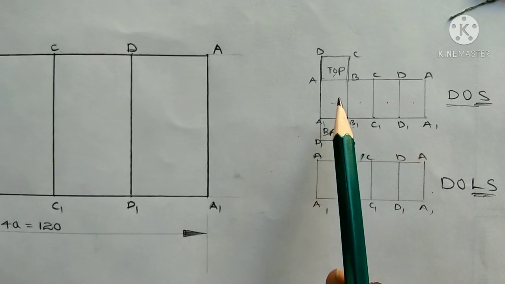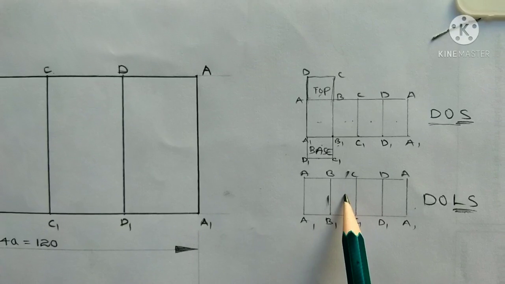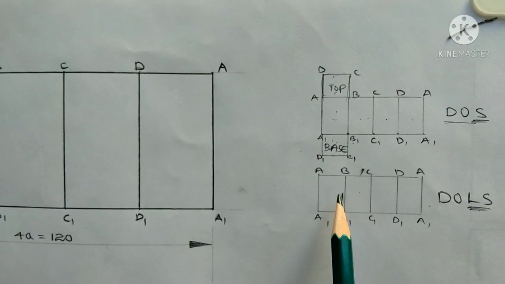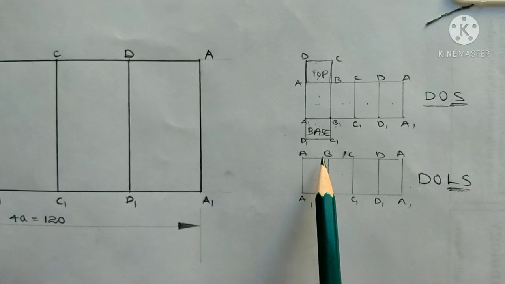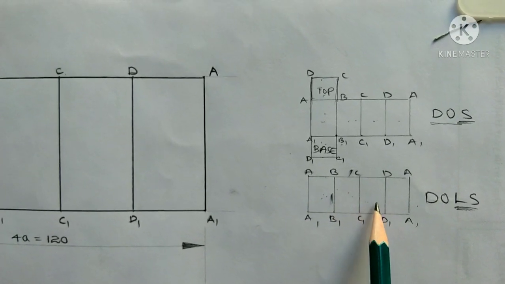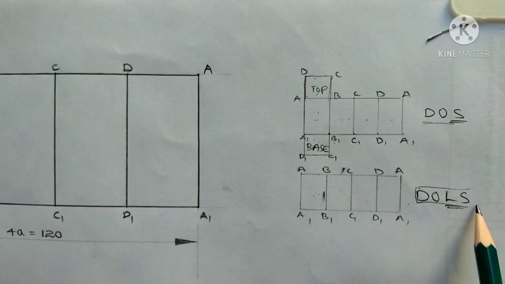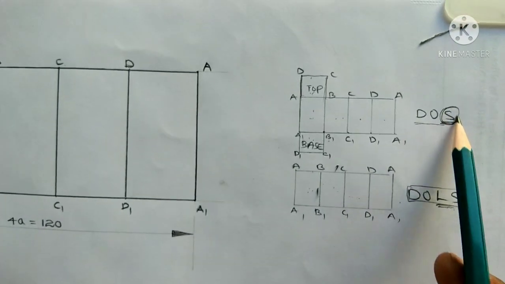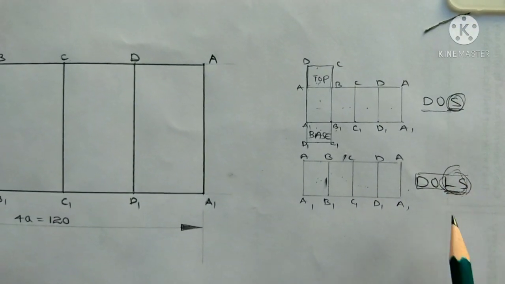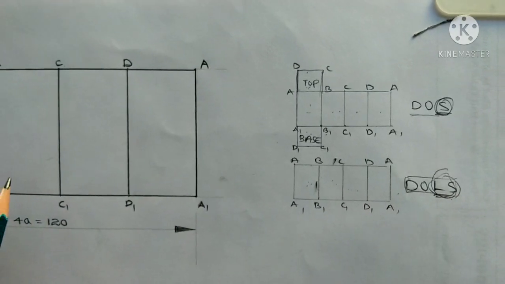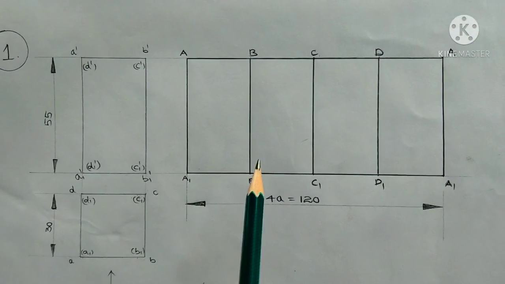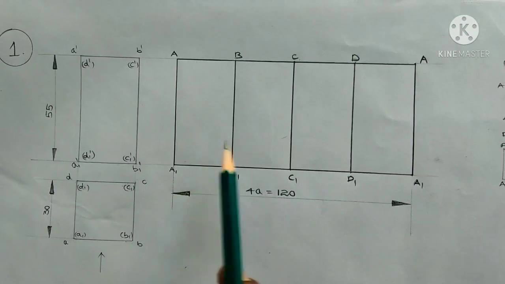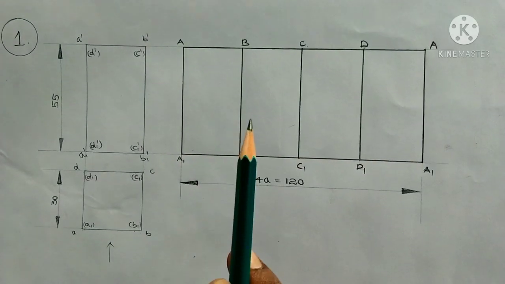Remember this point. What is the difference between this diagram and this diagram? Here including top and base surfaces, here excluding top and base. That means there are no top and base surfaces in this particular layout. So that is called development of lateral surfaces. Including top and bases, that is called development of surfaces. Here surfaces, this is development of lateral surfaces. So in this particular diagram also, we have not shown top and base surfaces. So this particular development is called development of lateral surfaces.